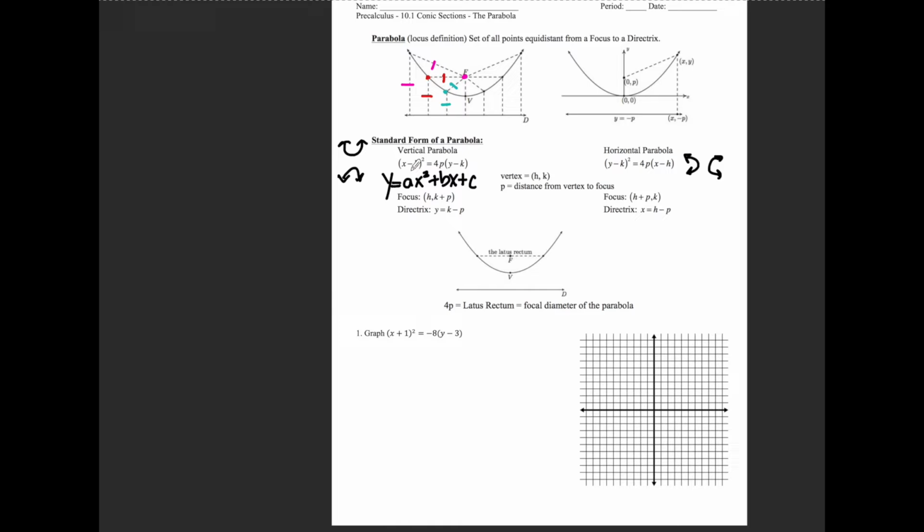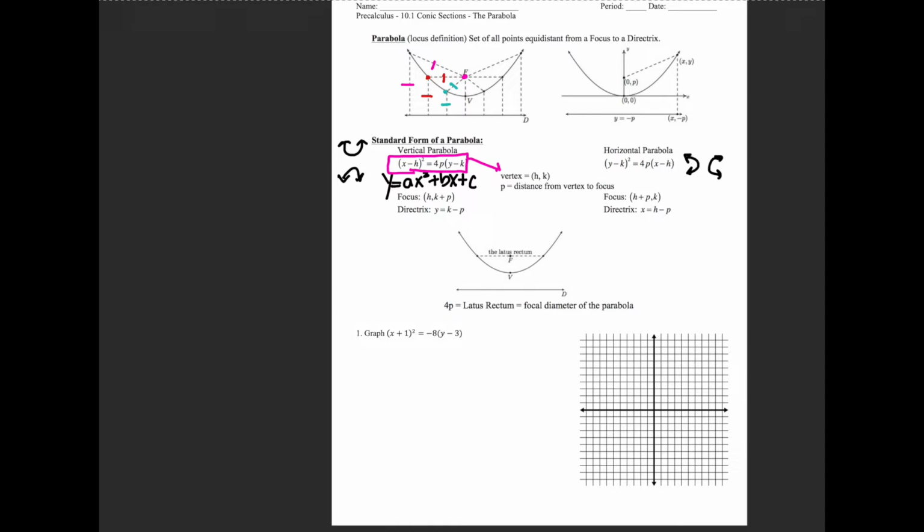Each of these little pieces in the formulas that we have here: x minus h squared equals 4p times y minus k. If I pull out h and k, that gives me the vertex of my parabola. P is the distance from the vertex to the focus. And the directrix is always going to be y equals k minus p. So our goal is going to be to get the equation to look like this in order to be able to pull out h, k, and p.